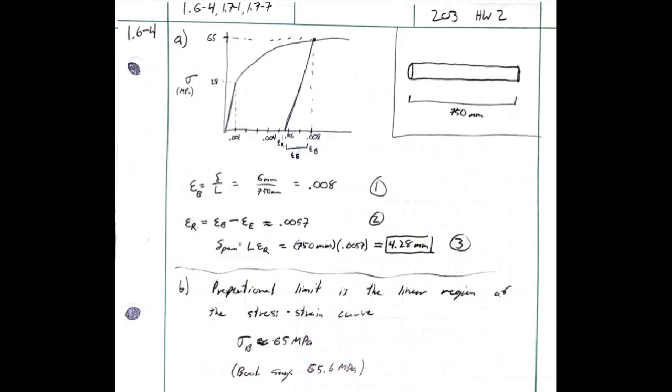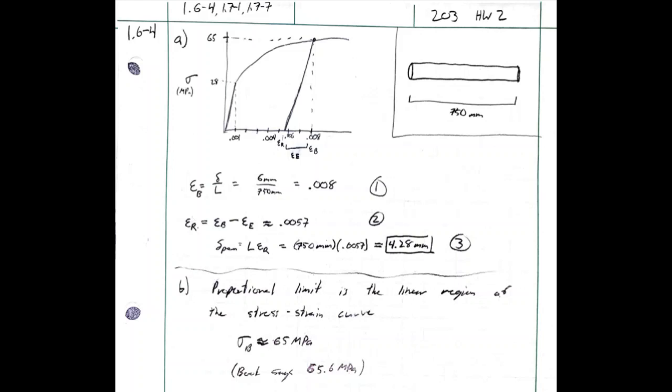Then in part B, it asks us what the new proportional limit is going to be if we try to strain this bar again. Now the proportional limit, proportional means linear, means the region, or how much stress we can put on this bar, where the stress strain curve will be linear. So at the beginning, the proportional limit was only 28 megapascals. As you can see, after 28 megapascals, it's no longer linear, it starts to curve.